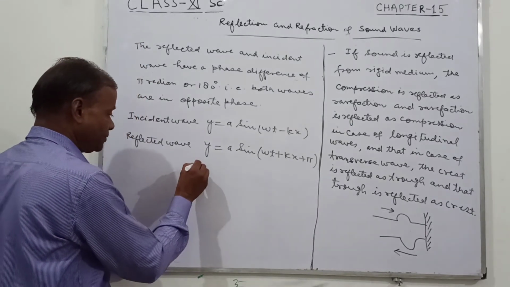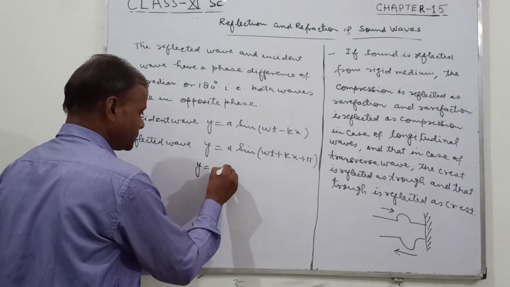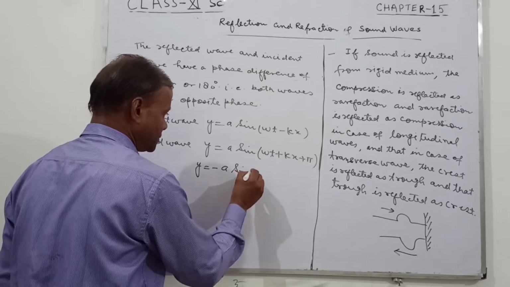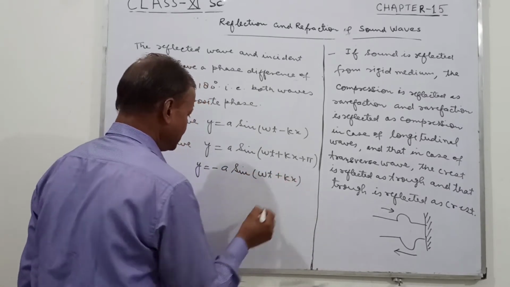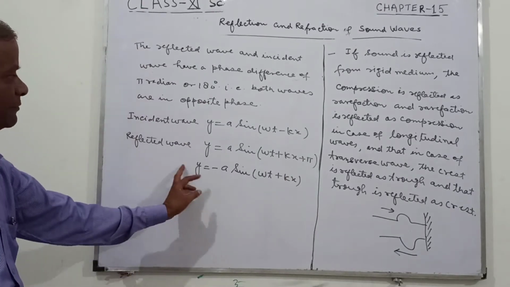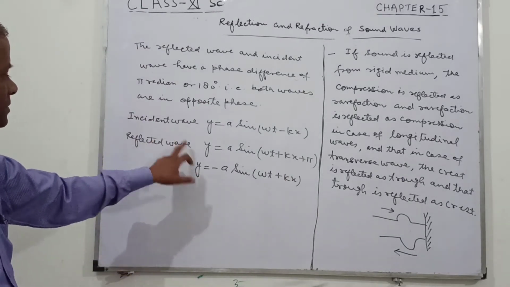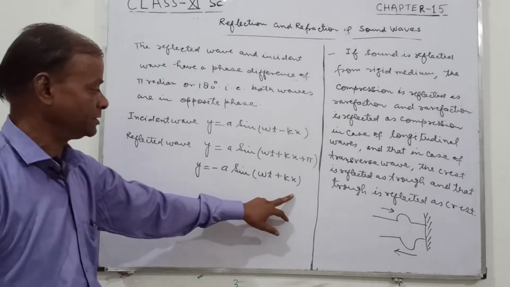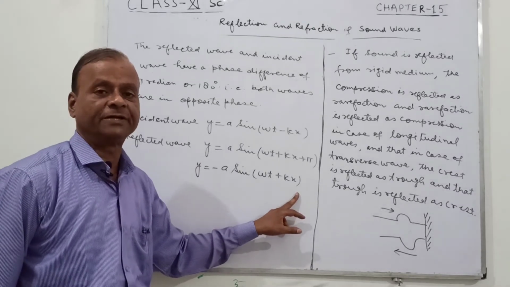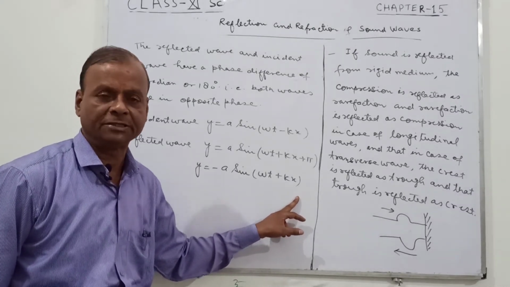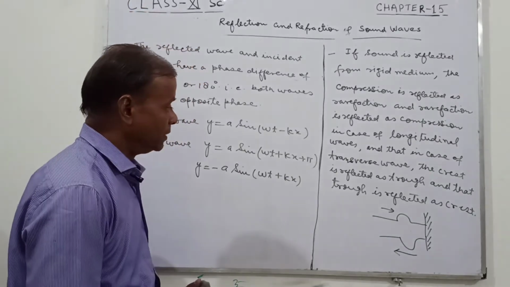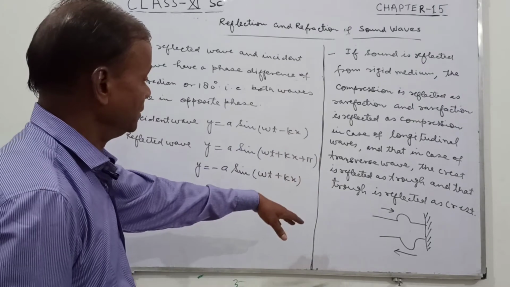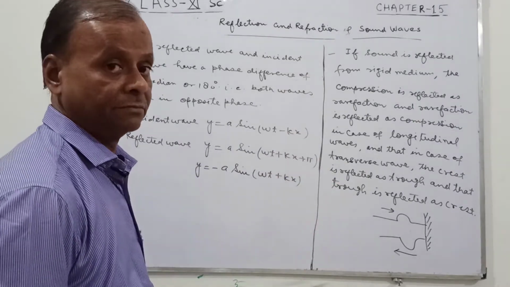So y is equal to minus a sin(omega t plus kx). This is the equation of the reflected wave. So we can say that the incident and reflected wave are in opposite phase and have a phase difference of pi, 3 pi, 5 pi, 7 pi, the odd multiples of pi. So this is the reflection of the sound wave from the rigid medium.